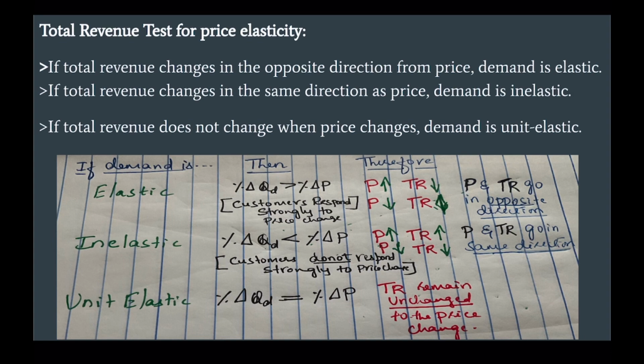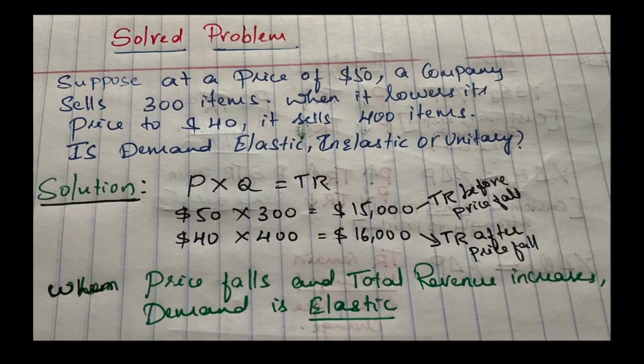Total revenue test for price elasticity. If total revenue changes in the opposite direction from price, demand is elastic. If total revenue changes in the same direction as price, demand is inelastic. If total revenue does not change when price changes, demand is unit elastic.